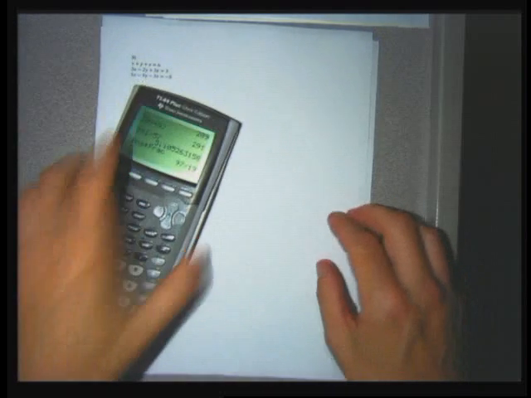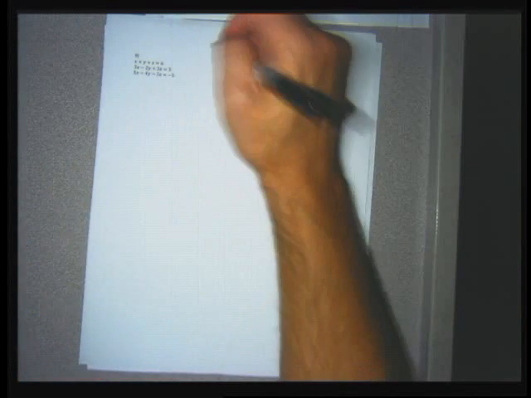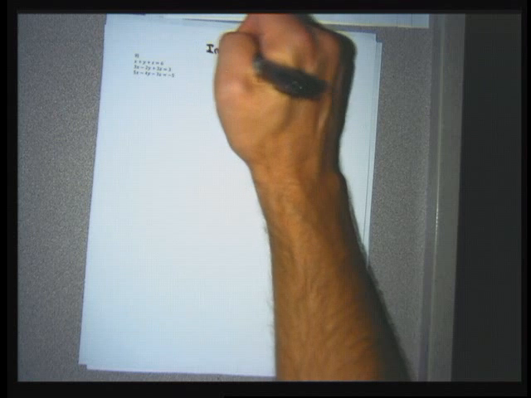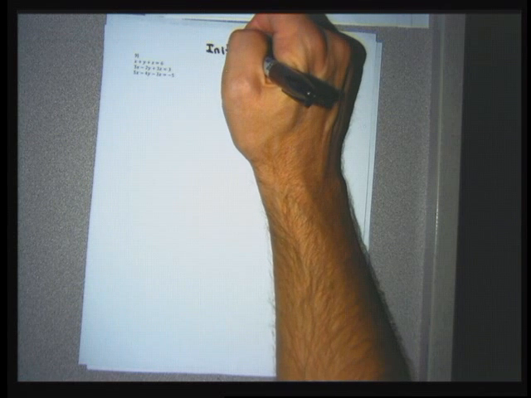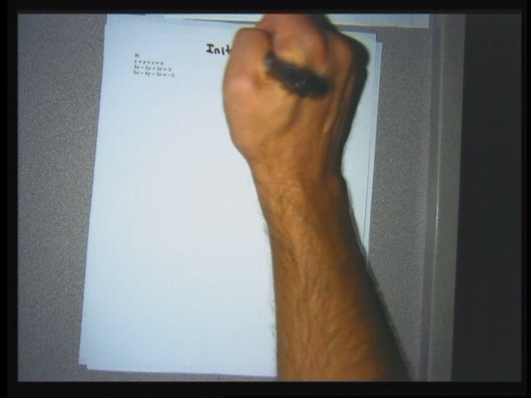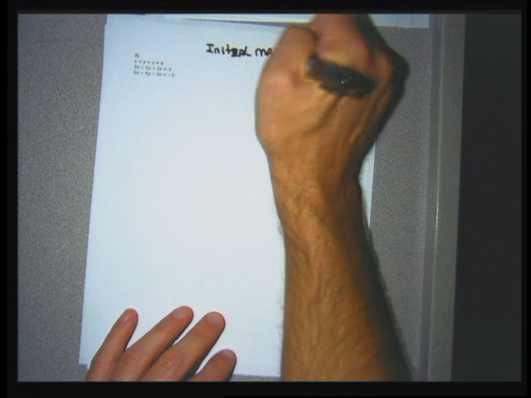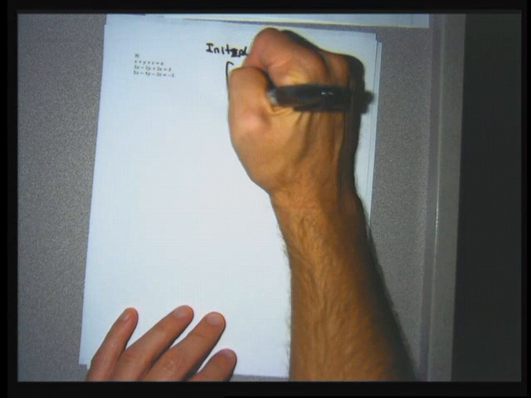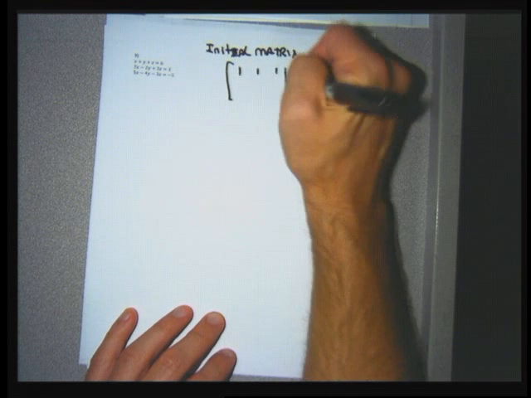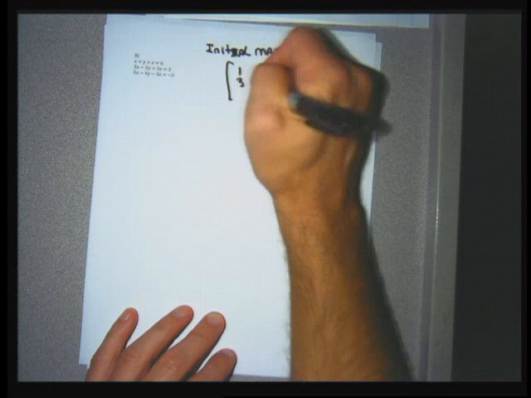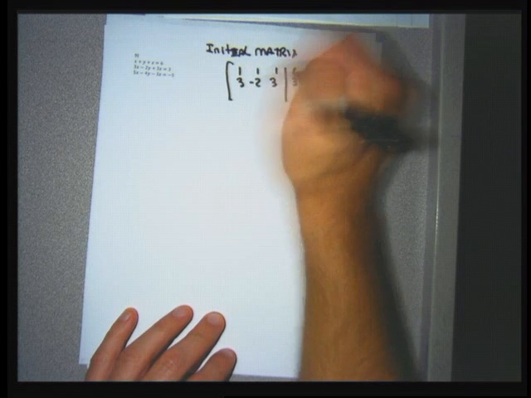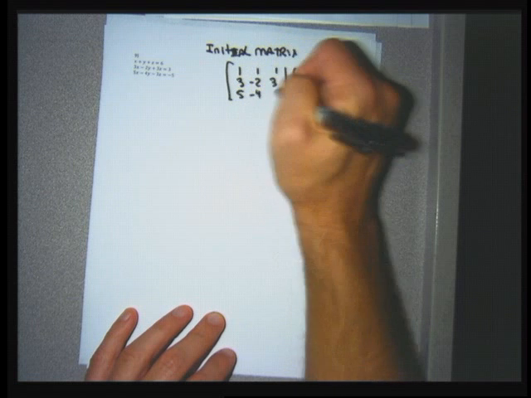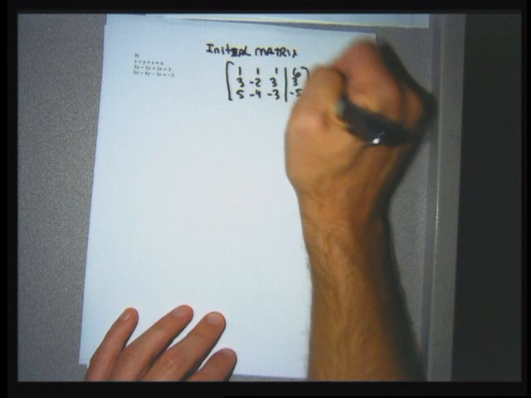9, there's no way I can do this on one sheet. I'm going to need 2 sheets of paper to get through number 9. Similarly, 10, I'll need the same. So I'm going to write my initial matrix and hope like heck I don't get fraction answers again. So 1, 1, 1, and 6, 3, negative 2, 3, and 3, 5, negative 4, negative 3, and negative 5.